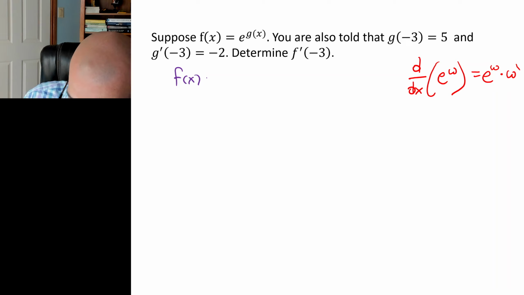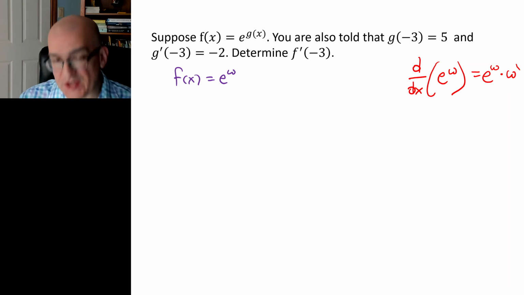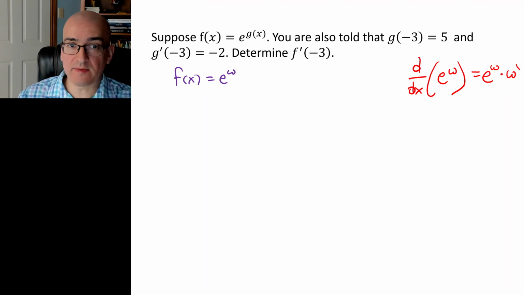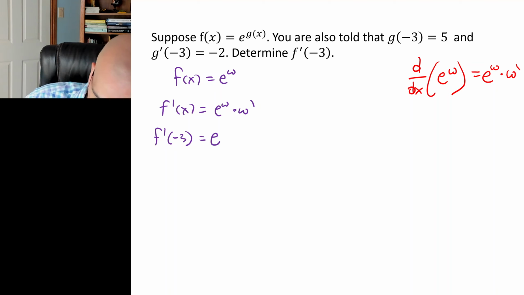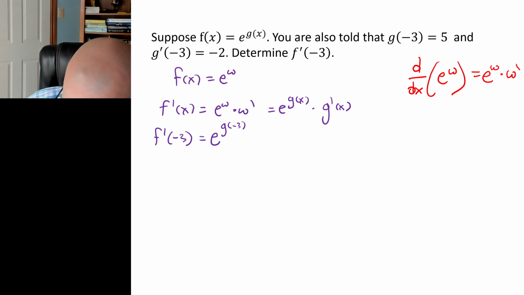I'm going to say that this is e to the w. I'm not really doing much. I'm just saying that g of x can be relabeled as w. Now take the derivative, just rewriting that rule, e to the w times w prime, and now we plug in the data. What is f prime of negative 3? So this is e to the g of x times g prime of x. Now we can plug in the data, e to the g of negative 3 times g prime of negative 3.